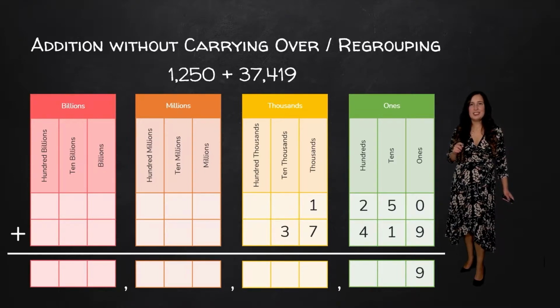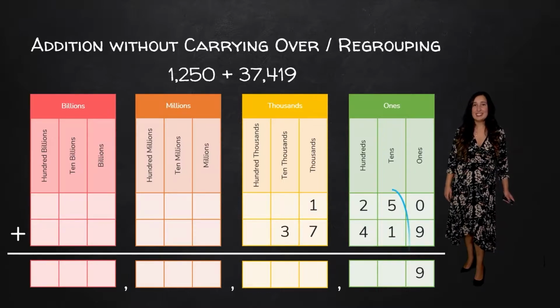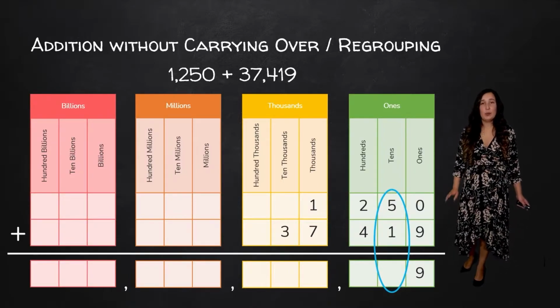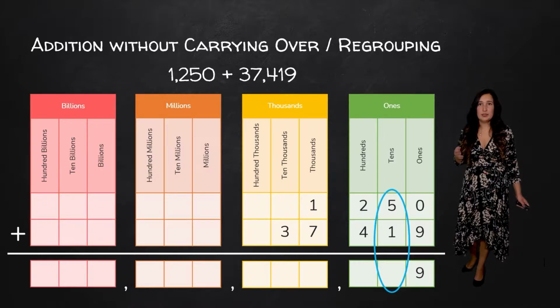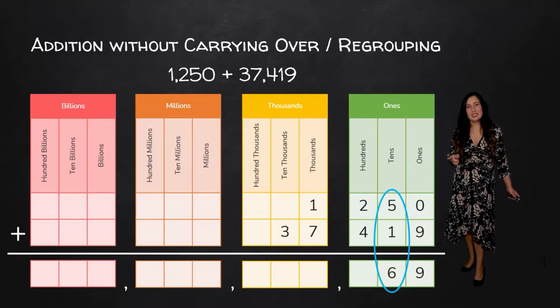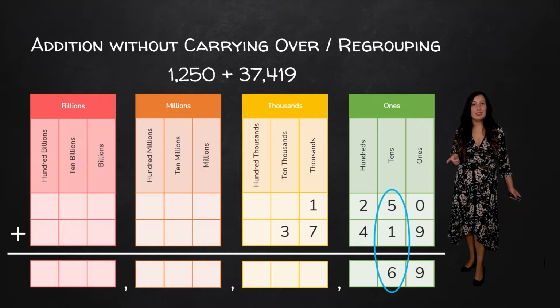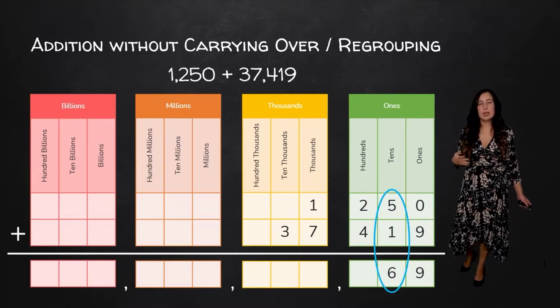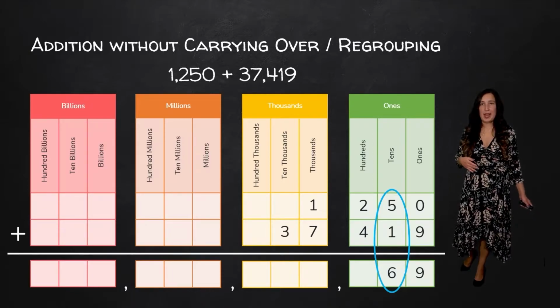Now we're going to move on to the tens place value, and in the tens place value we have 5 and we have 1. So just be mindful that that 5 actually represents 50 and that 1 represents 10, right? But 5 plus 1 together add up to 6, and because that's in the tens, just remember and be mindful that that value is 60. So just think that along the way as you add.